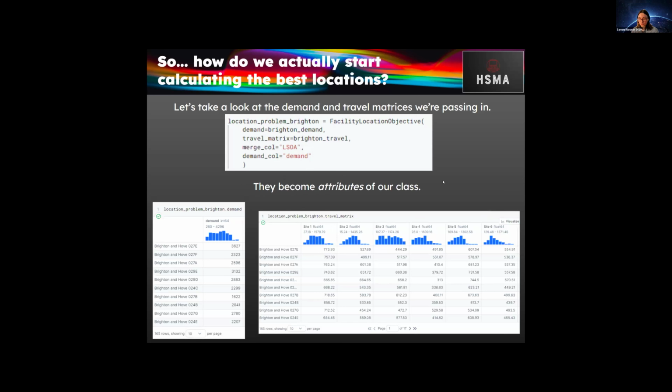They then become attributes of our class. So I've created an instance of our facility location objective class called location problem Brighton. I've then said, I want to look at the travel matrix that I've created in here. I want to look at the demand matrix that's attached to this facility location objective. It's all neatly in the same place, and we can pull out both the data that we passed in, and in a minute, we'll be able to pull out the solutions.